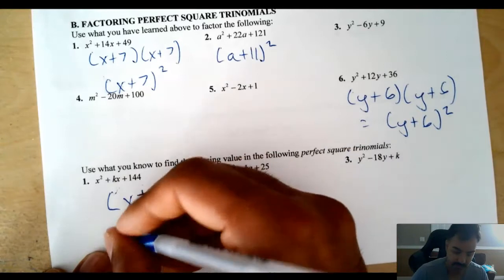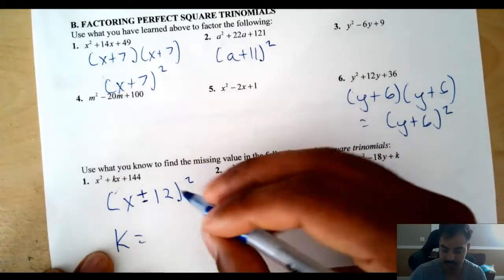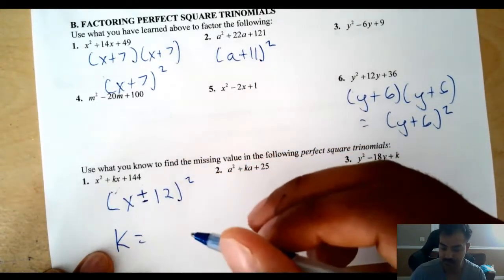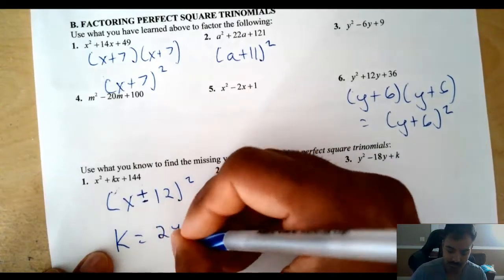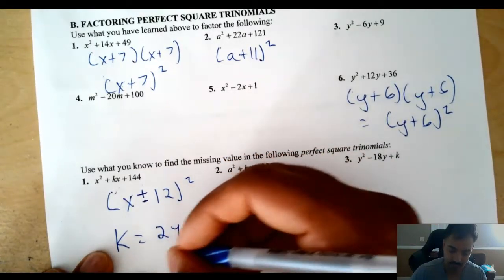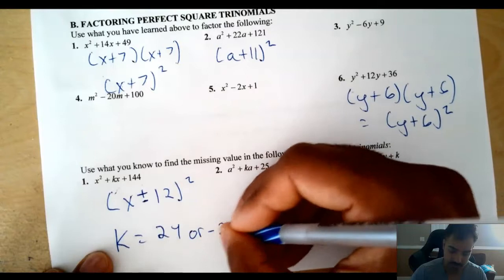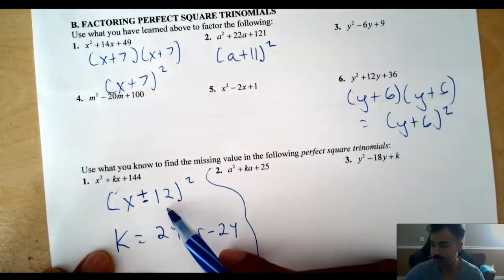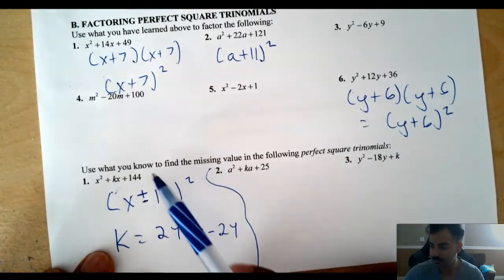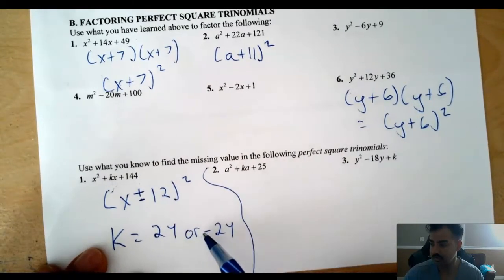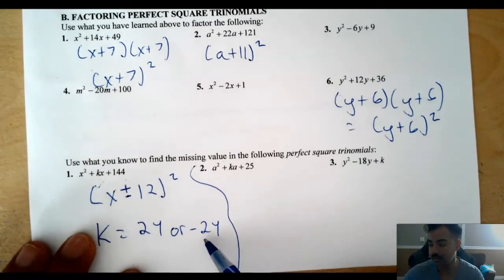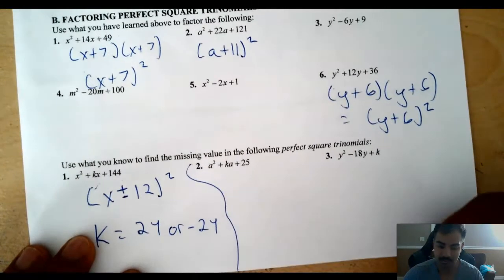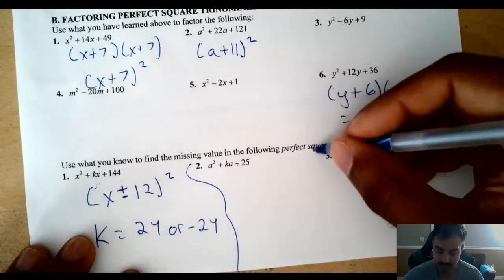So the answer, k, so 12 plus, if it's 12 positive, k is going to be 24, right? Or it could be negative 24, right? Because if 12 is negative, negative 12 times negative 12 still gives you 144, and negative 12 plus negative 12 gives you negative 24. So k could be 2 things. So let's try that similar sort of thing again.